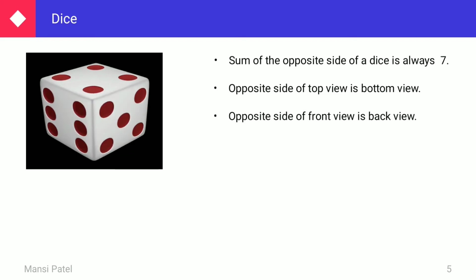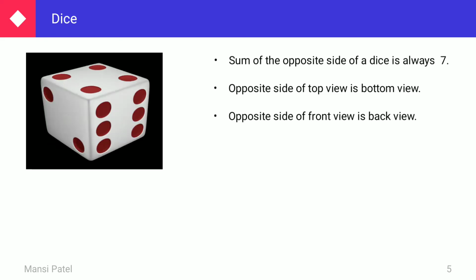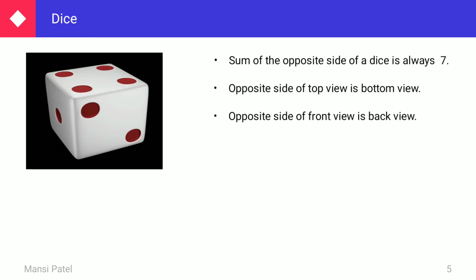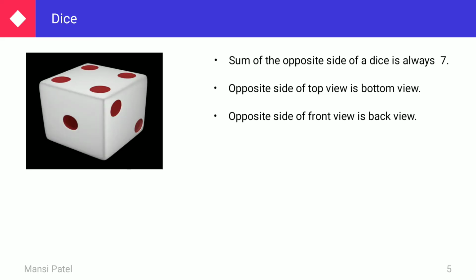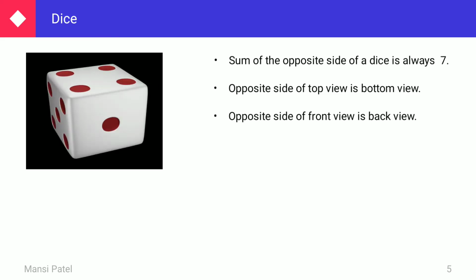Now you can see what is the opposite side of the front view. The opposite side of the front view is the back view. If there is number 1 on the front side, which number is on the back side? 1 plus dash is equal to 7. So if in the front view there is number 1, then on the opposite side, the back side, there is number 6.